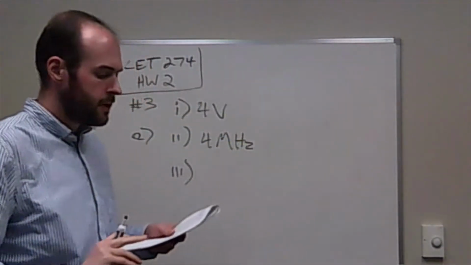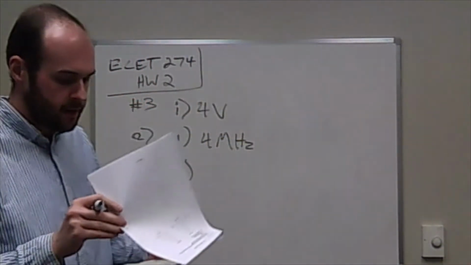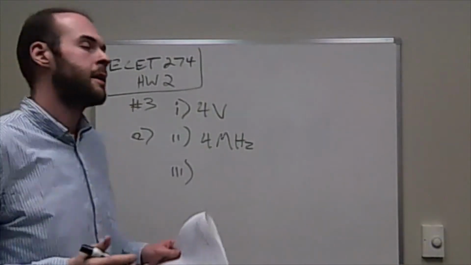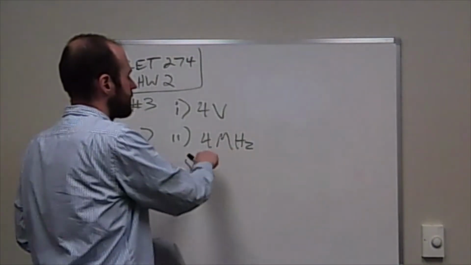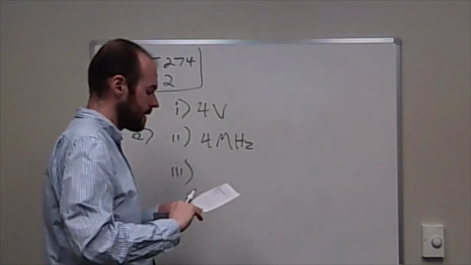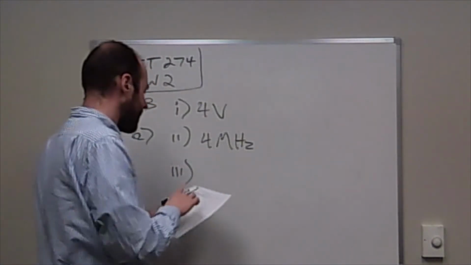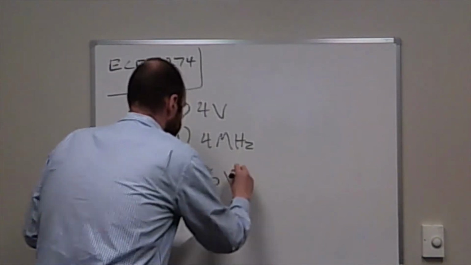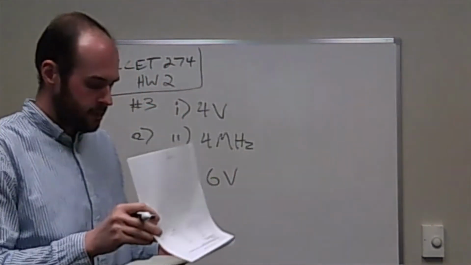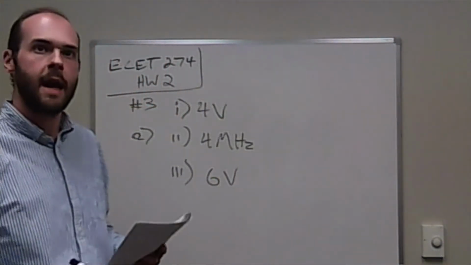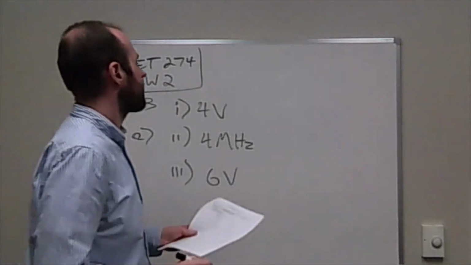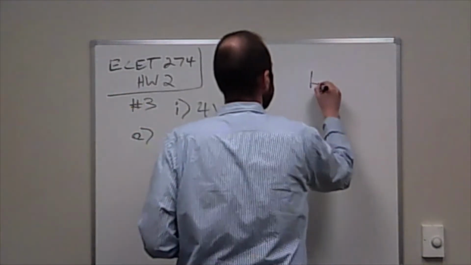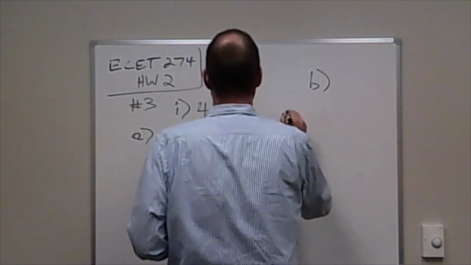And then for 3, the amplitude of the second harmonic. Second harmonic means 2 times your fundamental frequency, so the amplitude at 8 megahertz. We can look at the plot and see that we have 6 volts as that amplitude at 8 megahertz. So that was part A. Let's do B over here.